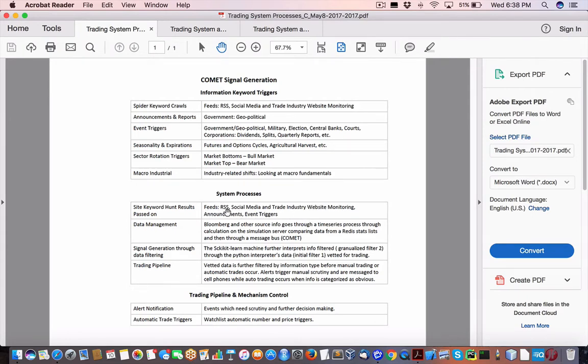But the feeds, if you're using a professional service like Bloomberg or IQFeed, is a definite way to go. Announcements, again, those are pretty hard to predict unless it's a calendar event that is part of a calendar that you would have access to through your broker. Data management, time series analysis, using, of course, he's using Redis as well.